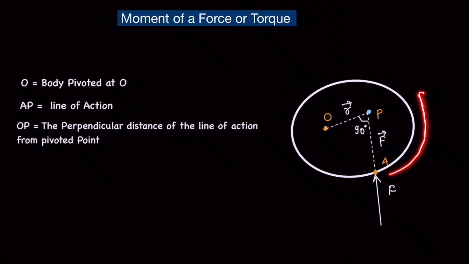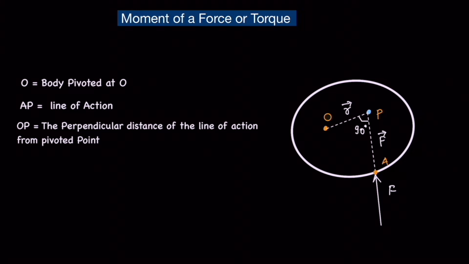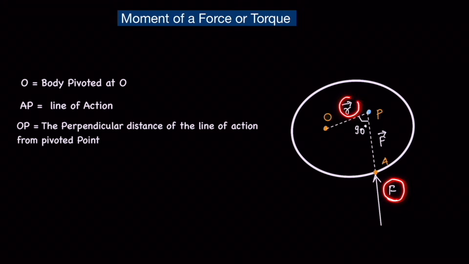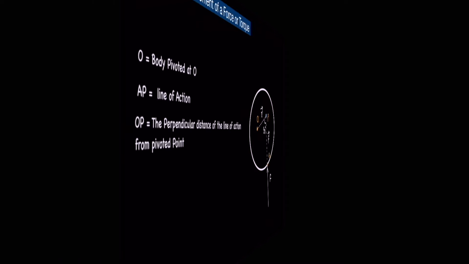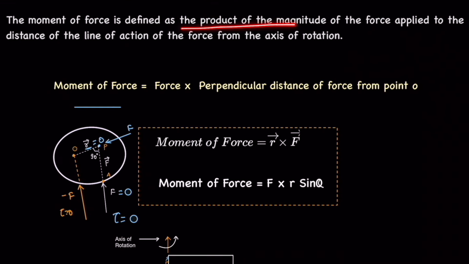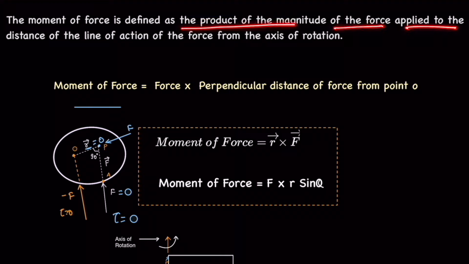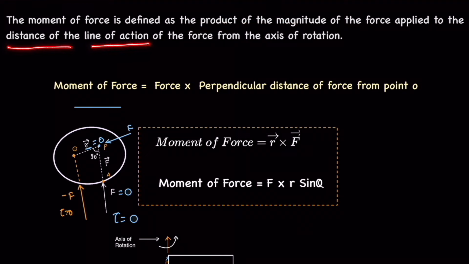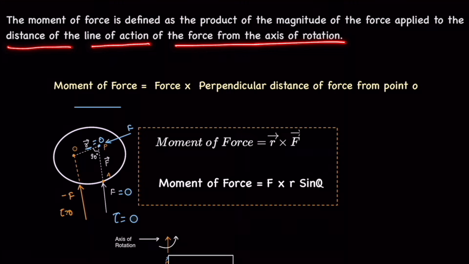So when we apply the force, what we notice is that the body starts rotating, because the body can't change its position, it's fixed. So this force helps to rotate the body. Moment of force is a relation between force and perpendicular distance. We can define moment of force as the product of the magnitude of the force applied and the distance of the line of action of the force from the axis of rotation.